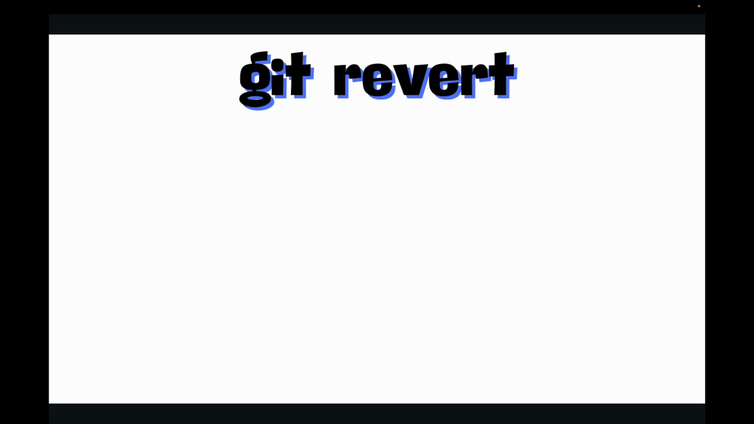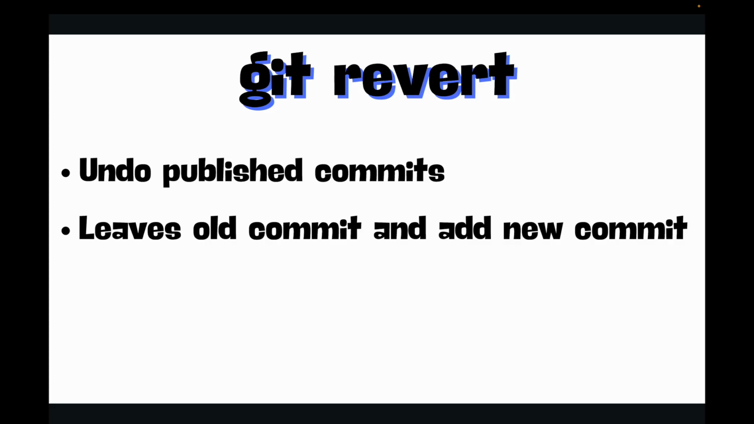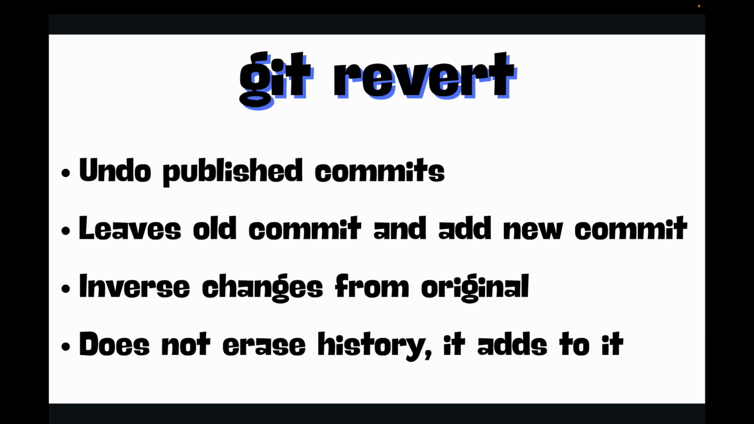So, what exactly is git revert? At its core, git revert creates a new commit that undoes the changes of a previous commit. Instead of deleting the bad commit from the history, revert leaves the original commit in place and adds a new compensating commit on top. This new commit contains the inverse of the changes from the original commit. Now, this is a critical distinction. Git revert does not erase history, it adds to it.